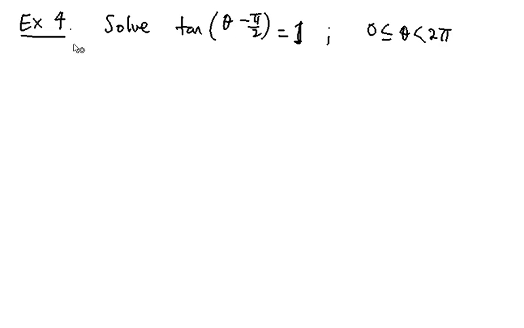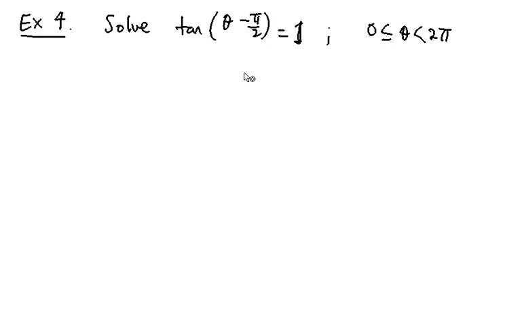Okay, let's try another example. Solve tangent of theta minus pi over 2 equals 1. Alright, let's see. Again, we have some angle in here. I can still find where the tangent of that angle is going to be 1. So I'm going to use method 2 here.